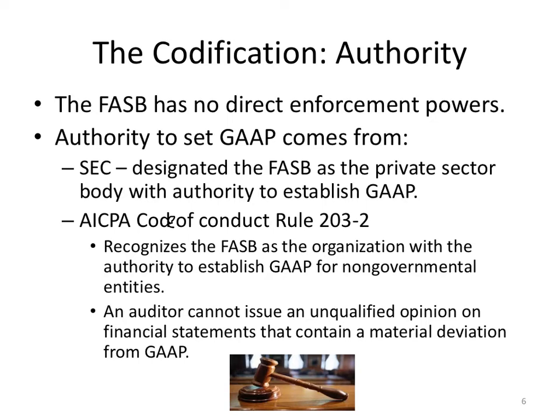AICPA recognizes the FASB as the organization with the authority to establish GAAP for non-governmental entities, which means an auditor cannot issue an unqualified opinion on financial statements that contain a material deviation from GAAP. In the U.S., a company can't advance a conceptual argument that they've come up with a better way of accounting for a transaction than what is prescribed in GAAP. Well, they could make the argument, but they would not be able to get a clean, unqualified audit opinion.